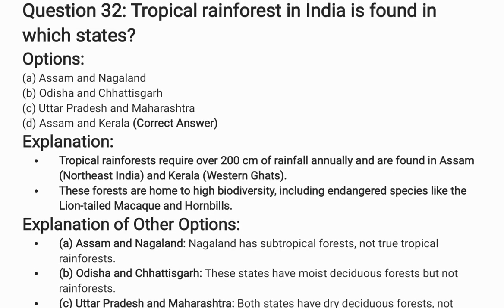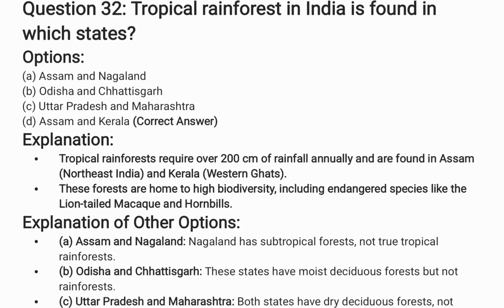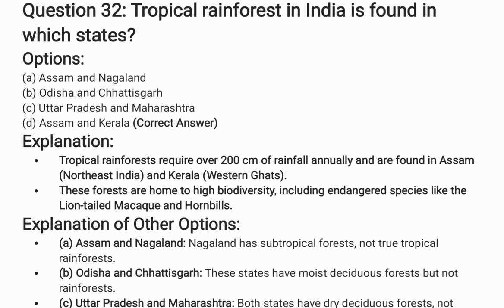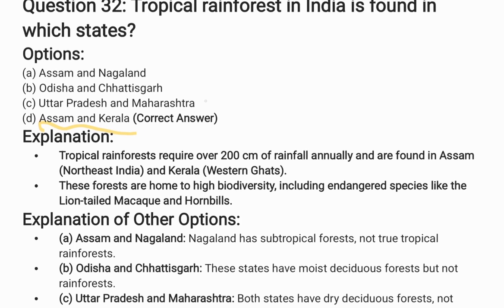Tropical rainforest in India is found in which state? Tropical rainforest in India is found in Assam and Kerala. Tropical rainforests require over 200 centimeters of rainfall annually and are found in Assam, Northeast India and Kerala, Western Ghats. These forests are home to high biodiversity, including endangered species like the lion-tailed macaque and hornbills.